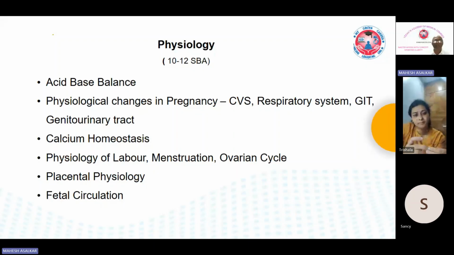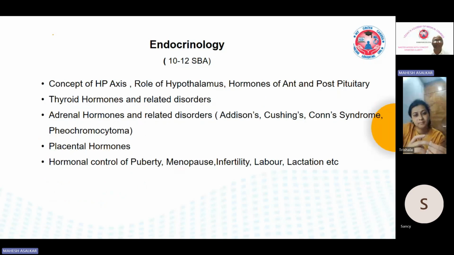Then endocrinology: the concept of the hypothalamo-pituitary axis, role of the hypothalamus, hormones of the anterior pituitary, posterior pituitary, thyroid hormones, very frequently asked. Not only hormones, but the disorders are also asked. Adrenal hormones are also a favorite, and related disorders like Addison's disease, Cushing syndrome, Conn syndrome, pheochromocytoma. Placental hormones they are asking, hormonal control of puberty, menopause. So these are the concepts which come under the endocrinology section.